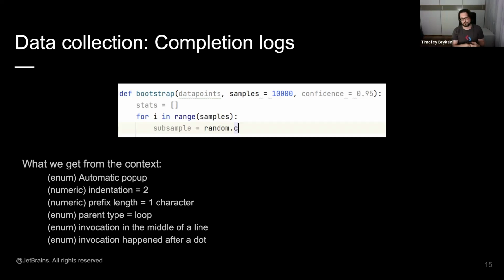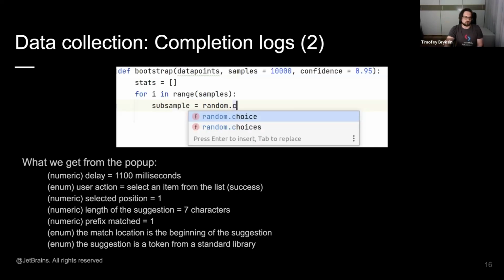The invocation happened after a dot, and like a lot of other things. So even before the suggestion list appears, we get some very important information. So again, we log this data. We have it now to analyze, but within like 100 milliseconds or so, this pop-up appears, and it might look like this.